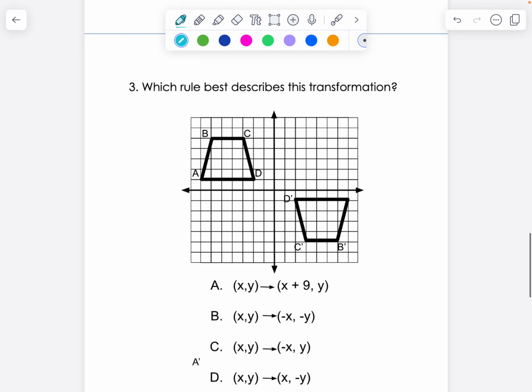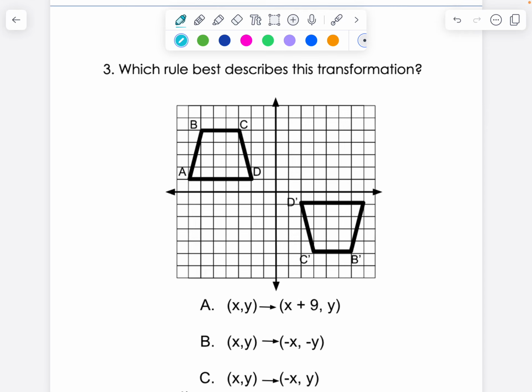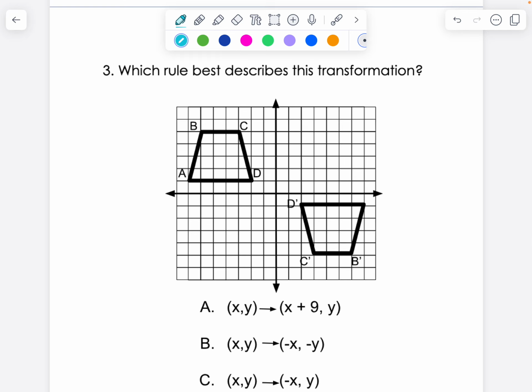Okay, so here's one example that you'll see how it can be tested. So again, always identify your original. This is my original. The ones with the little prime is my new. Okay, so if we're doing rotations, we know that one turn is 90 degrees clockwise. Another turn is 180 degrees clockwise. That's just the direction of the clock.